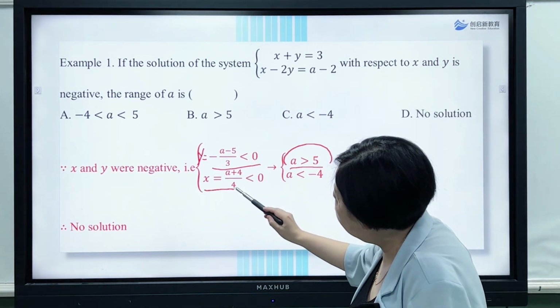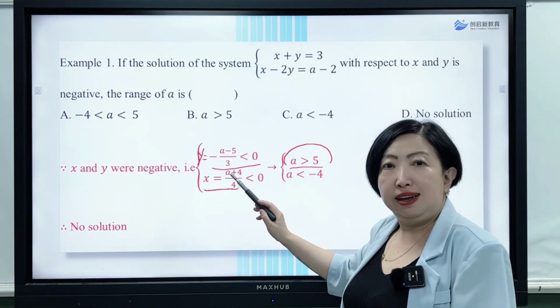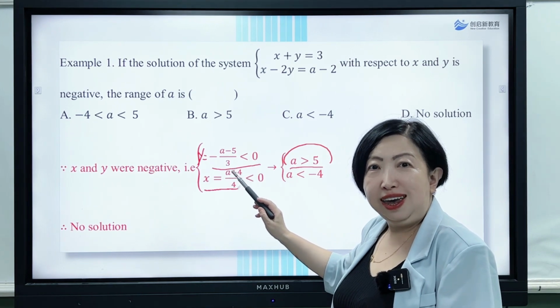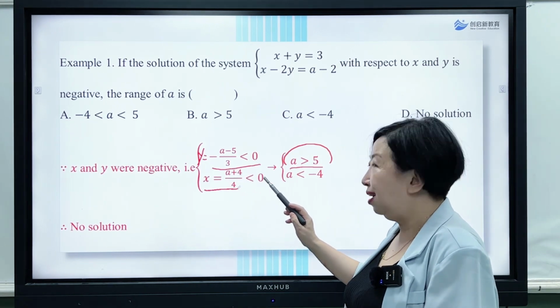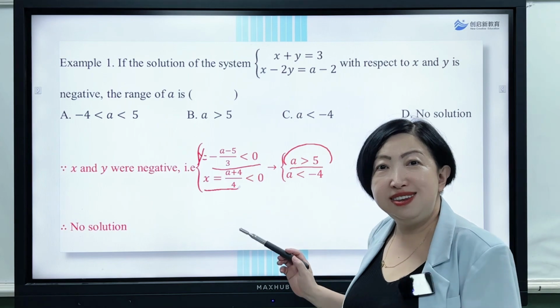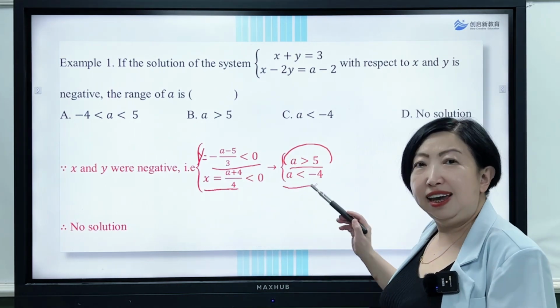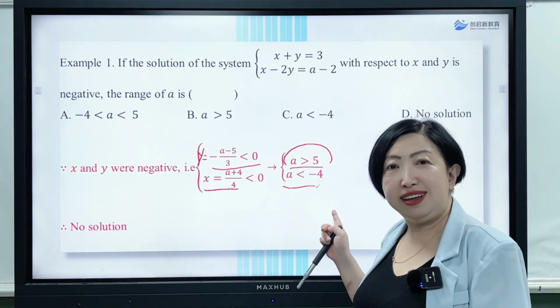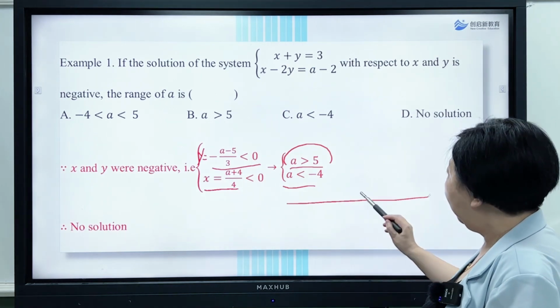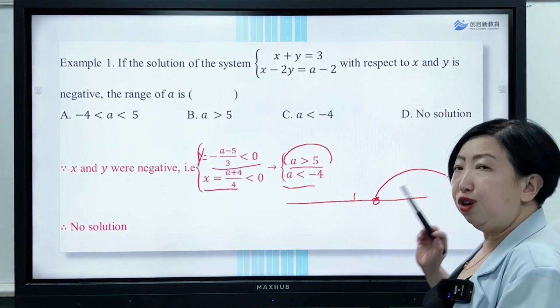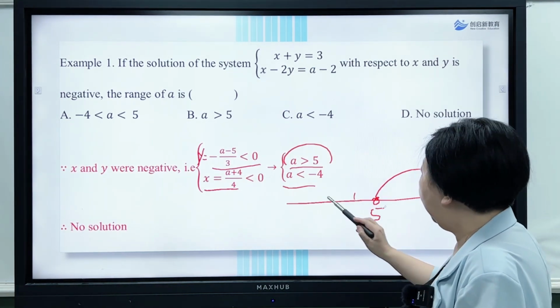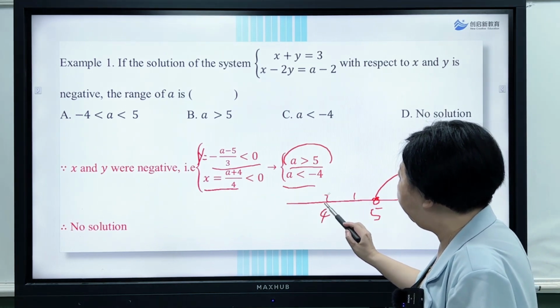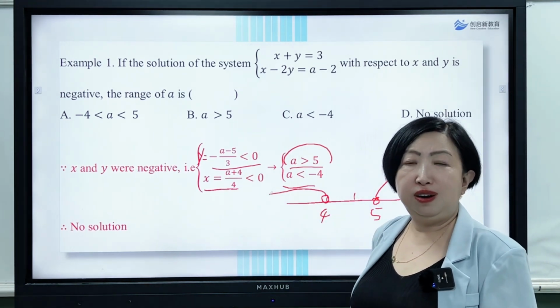Here x, 4a plus 4 is less than 0. Then we can get a is less than negative 4. Okay, so a is greater than 5 and less than negative 4.